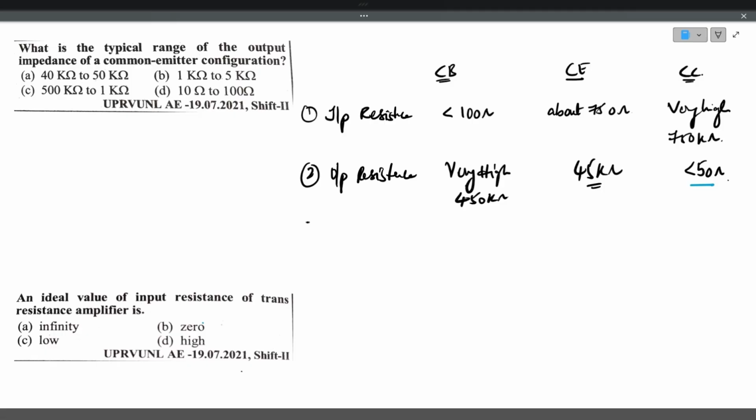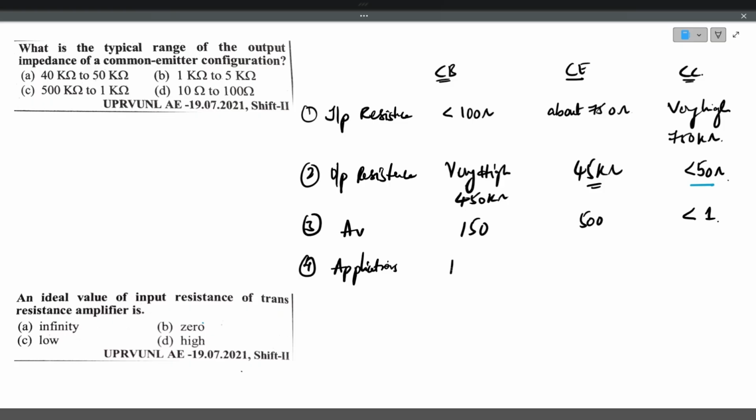Next parameter is the voltage gain. For the common base it is around 150, for the common emitter around 500, and for the common collector less than 1. The configuration which has unity voltage gain is the common collector, CC. Next, if you see the applications.